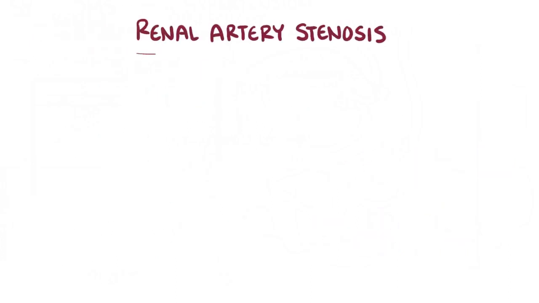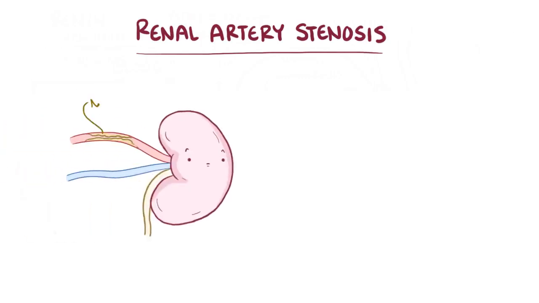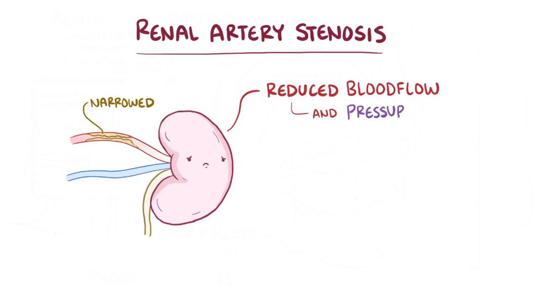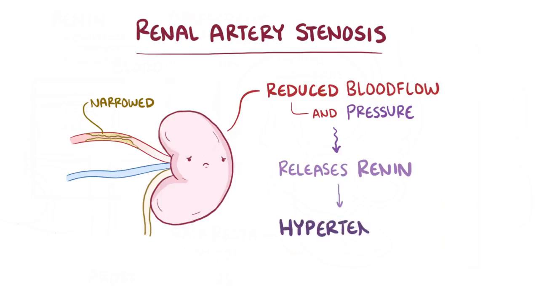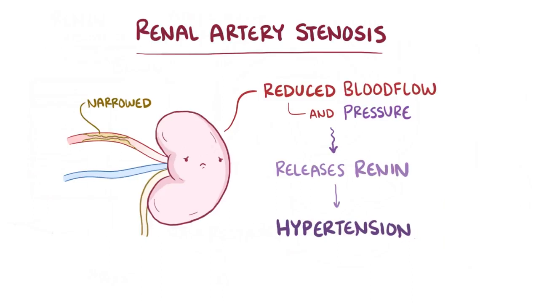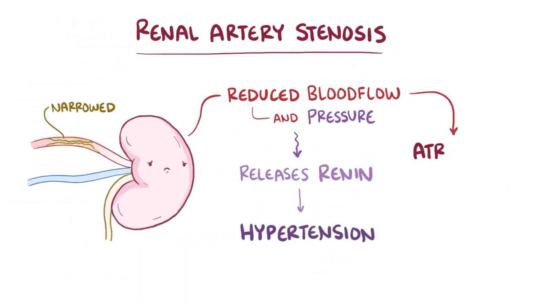Alright, as a quick recap, renal artery stenosis is where the artery that carries blood to the kidney becomes narrowed, which reduces the amount of blood that the kidney receives as well as the blood pressure. The kidney senses that low blood pressure and responds by releasing the hormone renin, which increases blood pressure, ultimately causing hypertension. Over time, the lack of blood flow can also cause the affected kidney to atrophy.